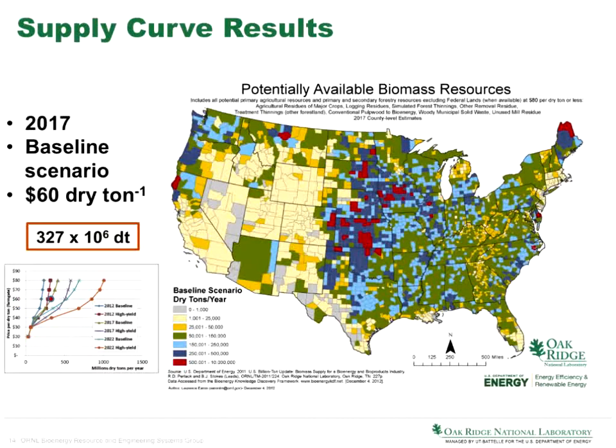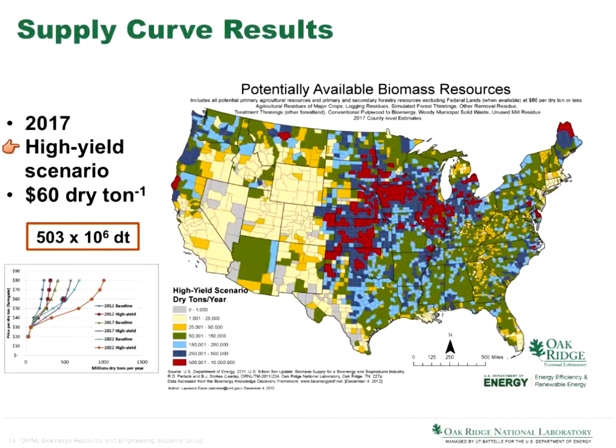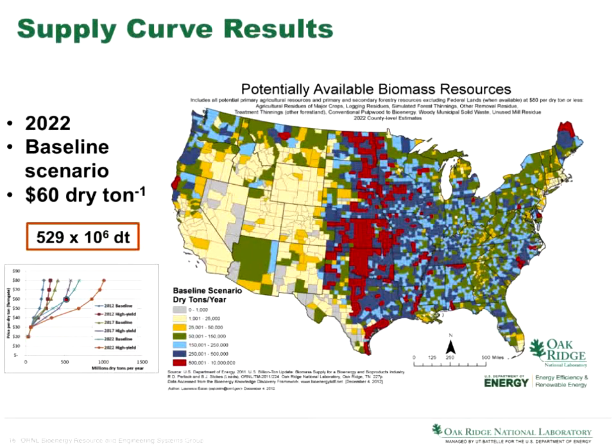And if we take that same scenario out to 2017, then we see the supply curve shifting out to the right, and we get about 327 million dry tons in 2017. But if we were looking at the high yield scenario at the same year and the same price, then we're talking about half a billion dry tons, about 500 million dry tons at the farm gate. And if we continue out to 2022, back to the baseline scenario, then we're talking about 529 million dry tons.